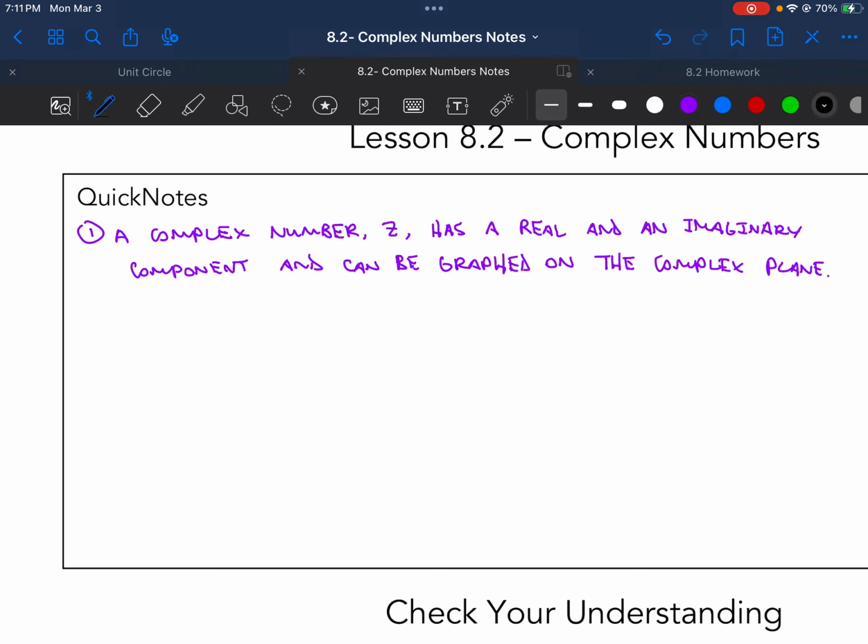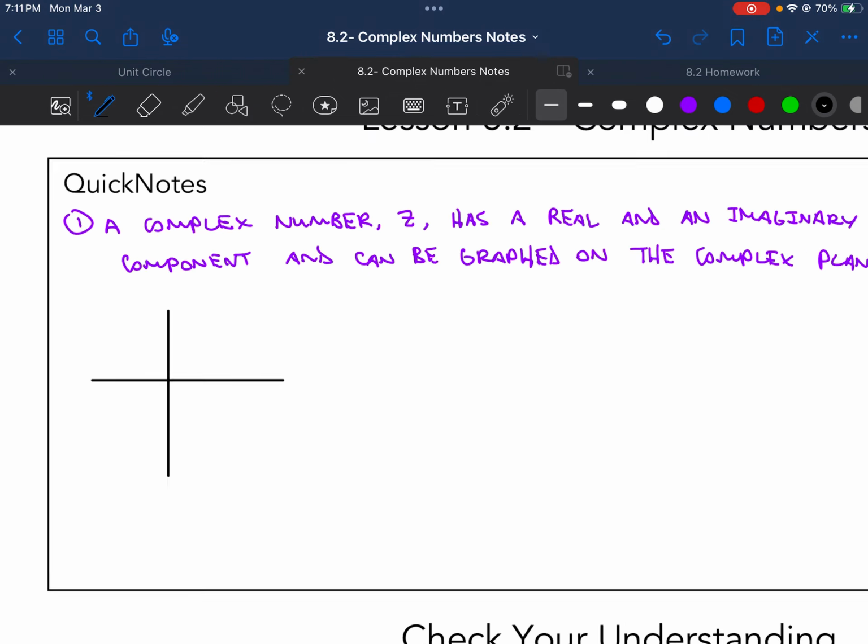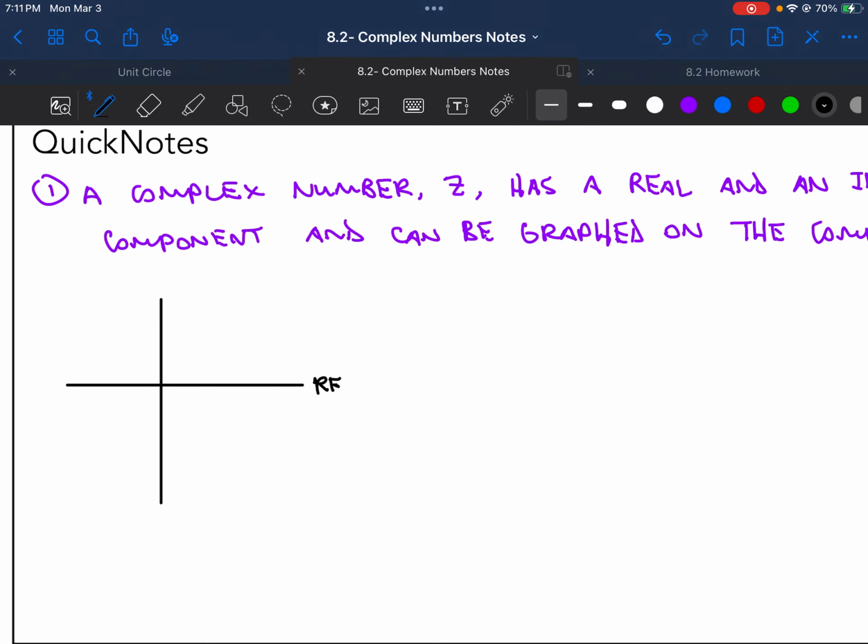Okay, and on the complex plane, it's very simple. The x-axis is the real axis. The y-axis is the imaginary axis. Okay.